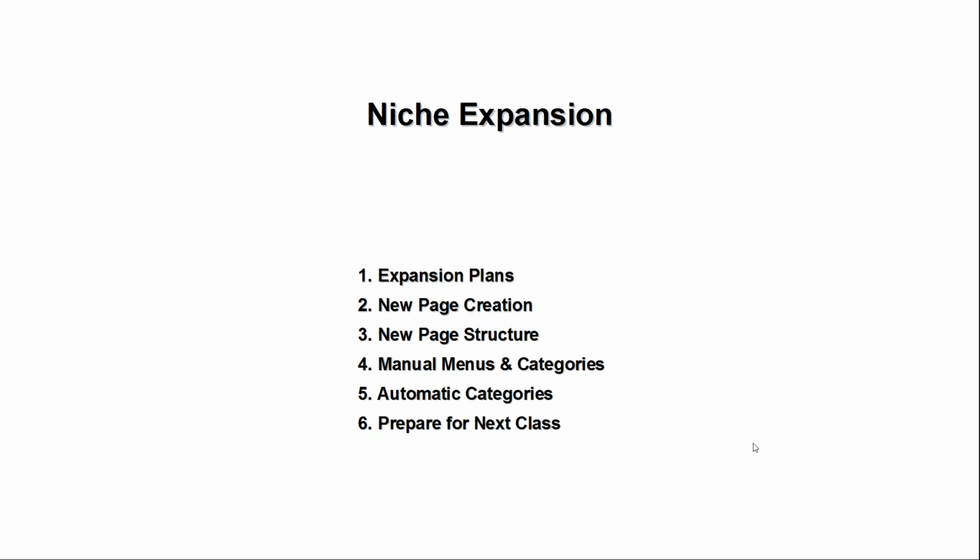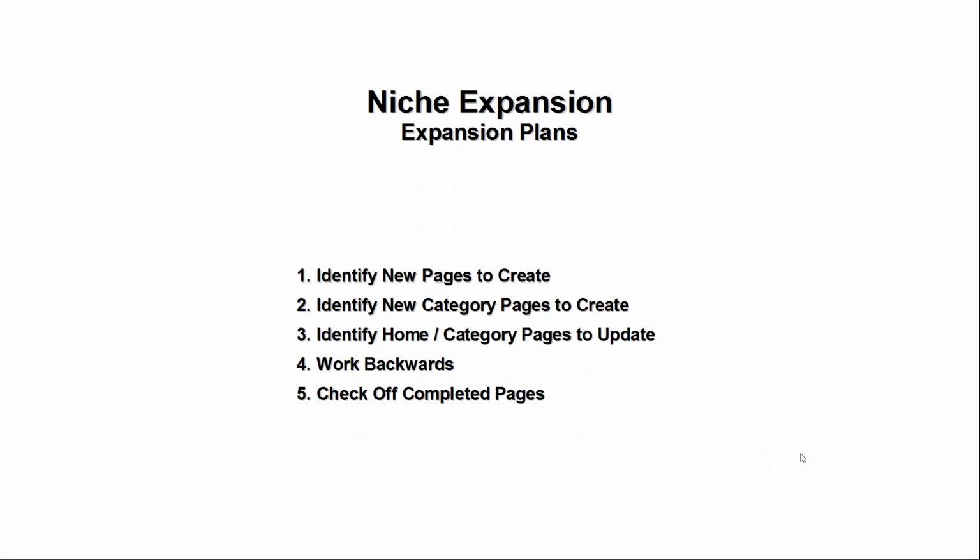So to start with, I want to talk about expansion plans. What you need to do at this point in the Azon Overhaul series is to figure out what work still needs to be done from your overhaul list. And if you are following the previous class and completed all the work on your existing website, then the only thing you should really be left to do at this point is to create the new pages on your site.